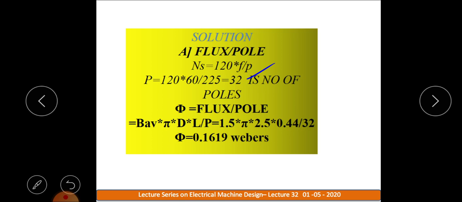So now flux per pole is given as BAV into pi into D into L divided by P. So BAV is given as 1.5 into pi into D, which is 2.5 meter, and L is 0.44 meter, and P is 32. So divided by 32, we are going to get 0.1619 Webers. The unit of flux is Webers. So 0.1619.